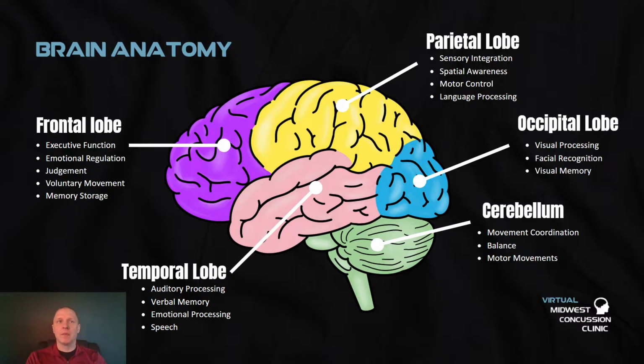Shifting to the lower part, that pink kind of pale squishy part is the temporal lobe, and it sits kind of down low in the brain just above our ears, and its primary function is auditory processing.